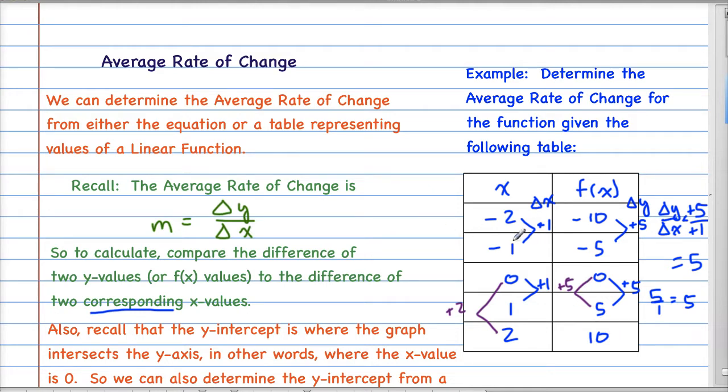So if I look at this, I can determine my rate of change for this function f of x. For f of x here, my average rate of change is going to be 5. Okay, so I determined my slope just by comparing the change of y to the change of x for any two corresponding points or corresponding rows in my table.